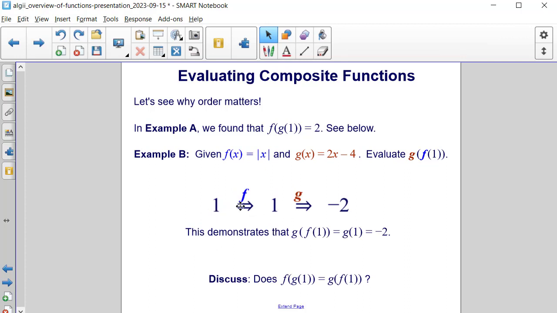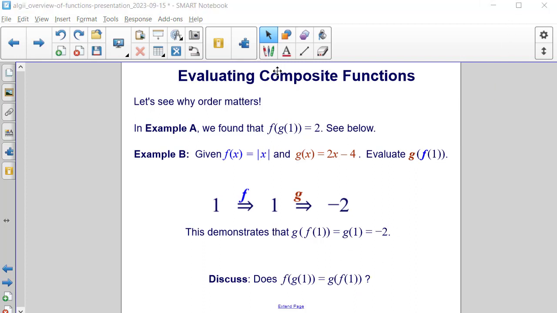So as you can see, they showed it in terms of mapping. When you substitute 1 in for f, you get 1. And then you take the 1 and you substitute it in for g, and you end up getting negative 2. And this demonstrates that g of f of 1 is equal to g of 1, which is equal to negative 2. Now, does f of g of 1 equal g of f of 1? Take a moment to pause this video and think about it, and when you're done, unpause it.